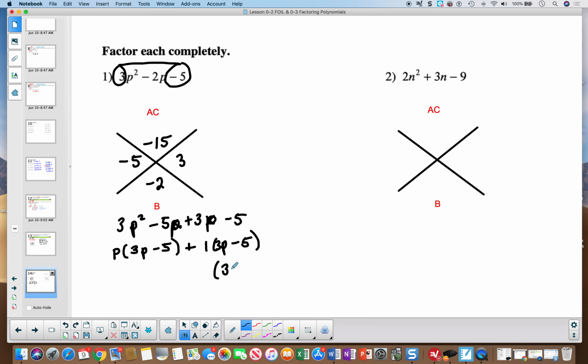And then so this is 3p minus 5 is one of the common factors. And then when I remove that, that's going to be p plus 1. And so here's the factored form. One more time again, we're going to take the a term and the c term. That's going to be negative 18.